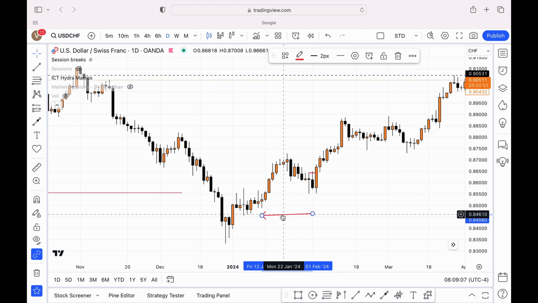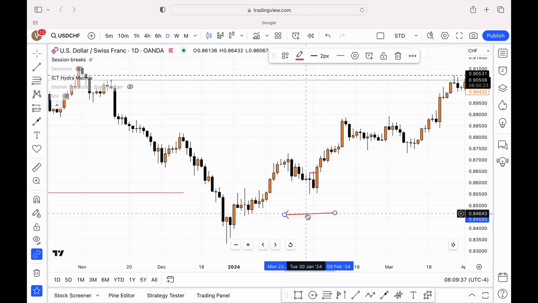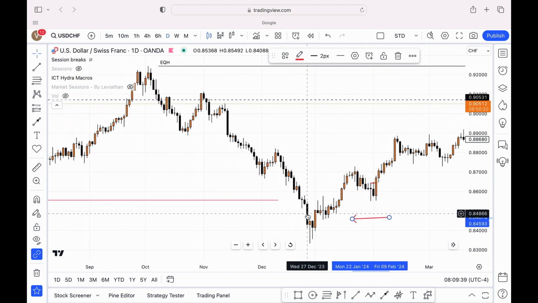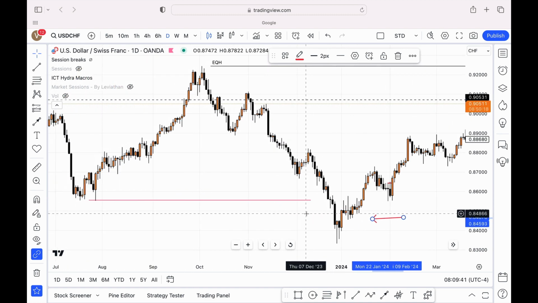Why should you care about a fair value gap as traders? A fair value gap can be used like traditional support and resistance. And I'll show you an example. So this is USD Swiss, and this is on the daily. We're going to use this as an example.